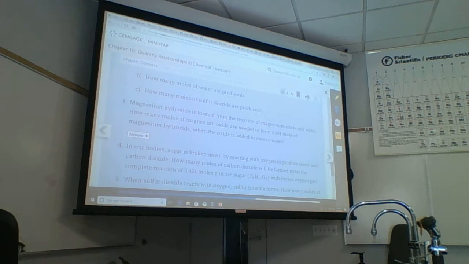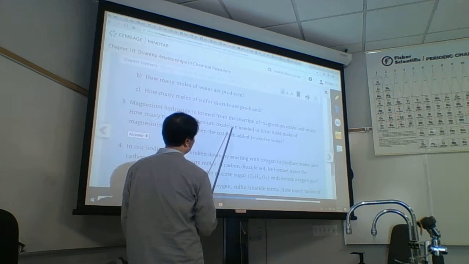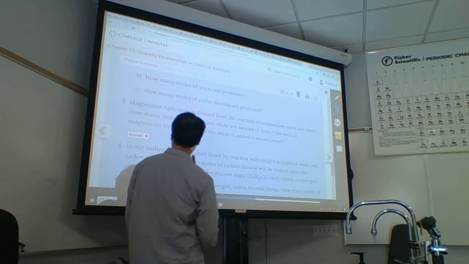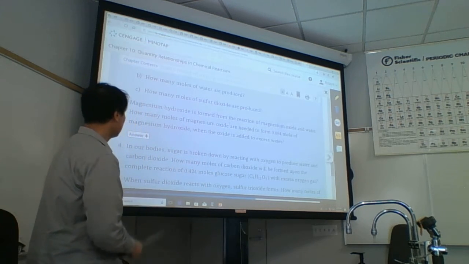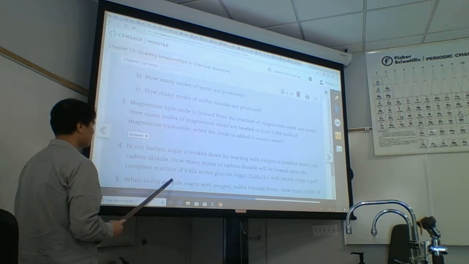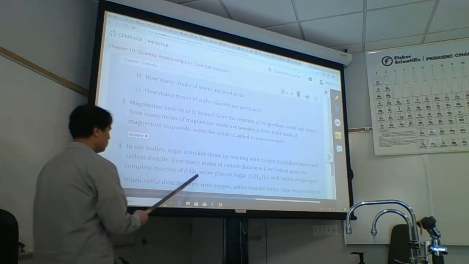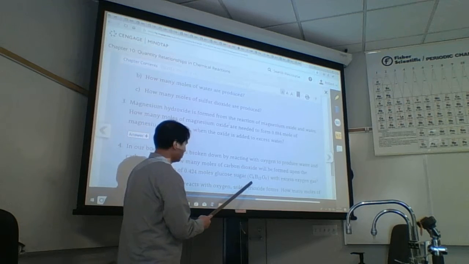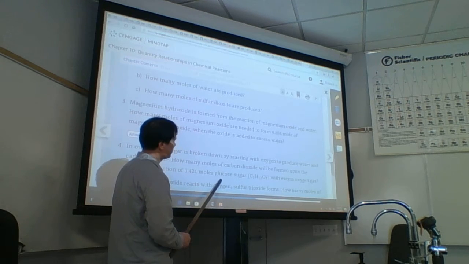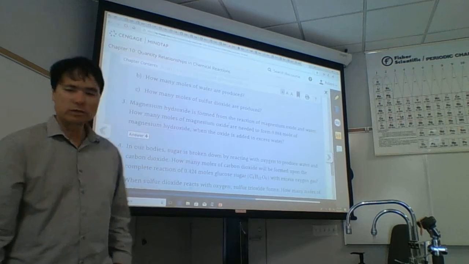Magnesium hydroxide is formed from the reaction of magnesium oxide and water. This is nice again because they tell us the reactants and the product. We don't really have to do anything, but it's another mole-to-mole conversion. In our bodies, sugar is broken down by reacting with oxygen to produce water and carbon dioxide. How many moles of carbon dioxide will be formed upon a complete reaction of 0.424 moles of glucose sugar? We need a balanced chemical equation for this, and then we can do a mole-to-mole conversion.